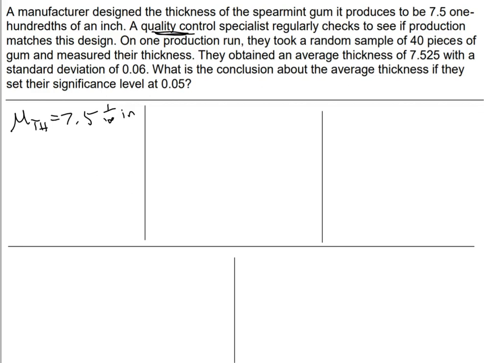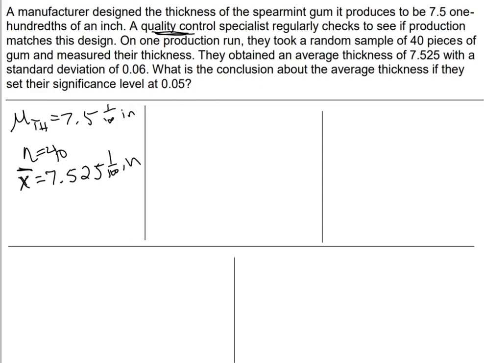What else? They took a random sample of 40 pieces of gum, so I'm going to do n equals 40 for that. The number of observations in the sample that they drew from a quality control run was 40 pieces. And in that sample, they obtained an average thickness of 7.525. What notation do I want to use for that? That's an x bar, not a mu. x bar is 7.525 1/100ths of an inch.